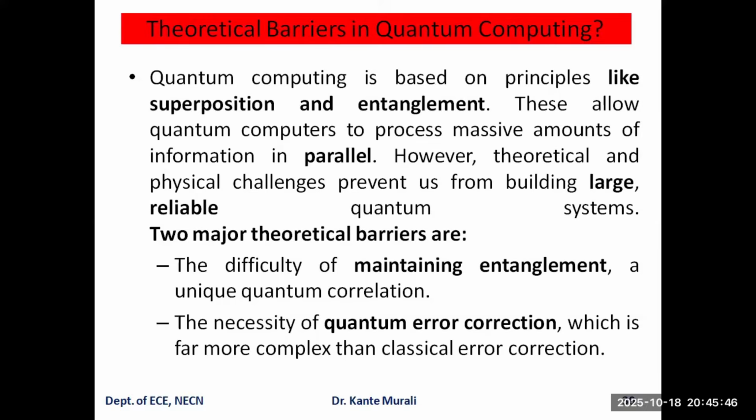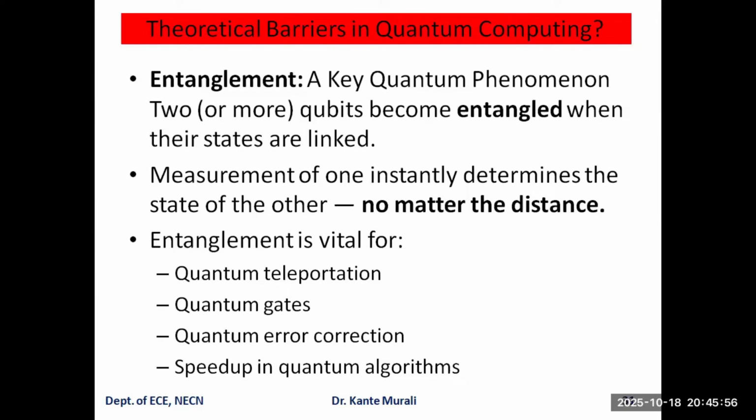Now let us see one by one, as far as entanglement is concerned. As per the definition, when two qubits are entangled, their states are linked to each other. That means measuring one instantly reveals the other's state, even if they are far apart. That means how long the distance separating them is doesn't matter. However, the concept of entanglement is the heart of many quantum technologies like quantum teleportation, quantum gates, quantum error correction, and the speedup of algorithms like Grover's and Shor's. That means maintaining entanglement plays a vital role in quantum systems.